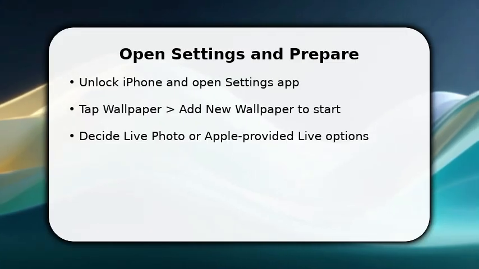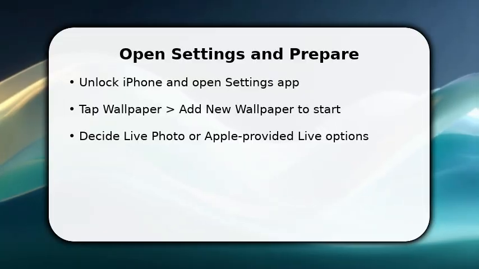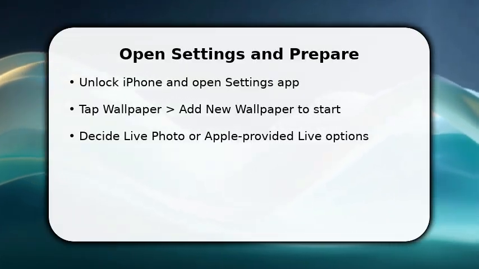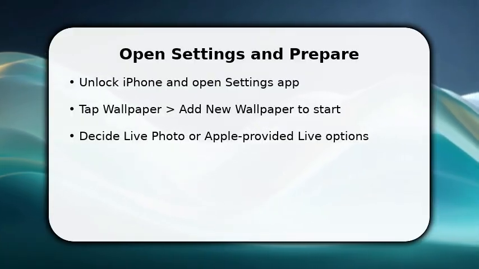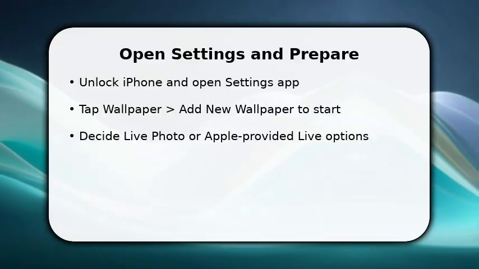You start in Settings because it gives full control over wallpaper behavior. Tap Wallpaper, then add new wallpaper to access Live, Photos, and Apple categories. This starts the process. Choose Live or a live photo from your library. Live wallpapers animate when you long press the lock screen.